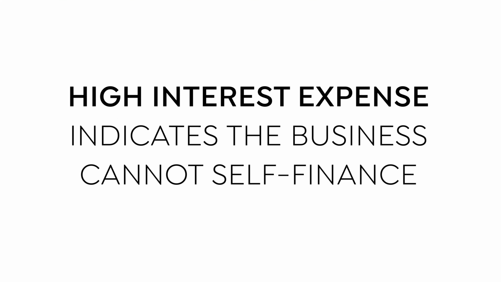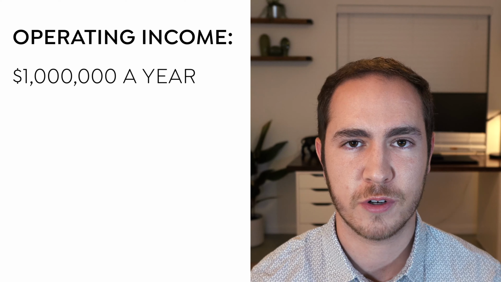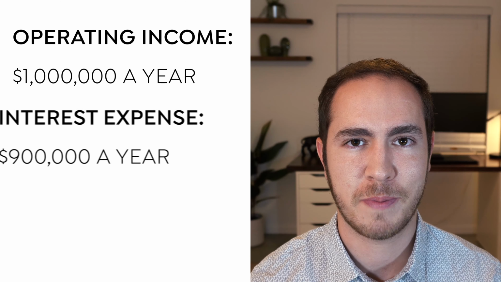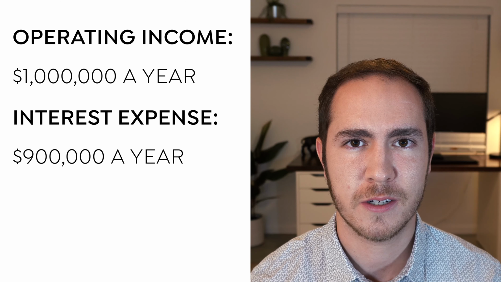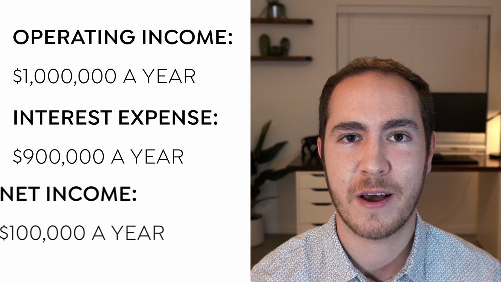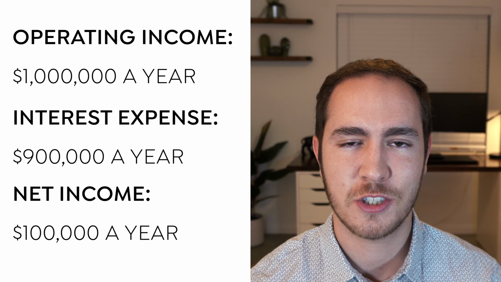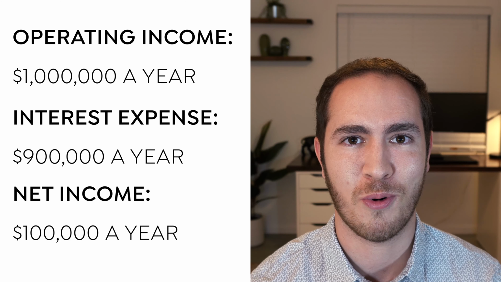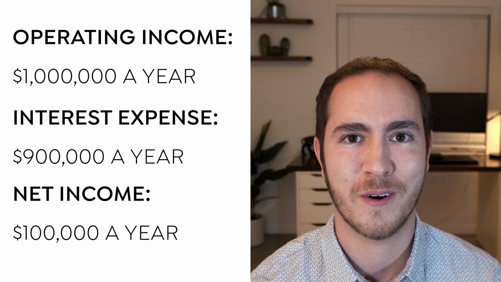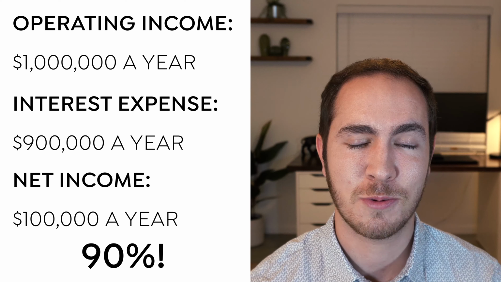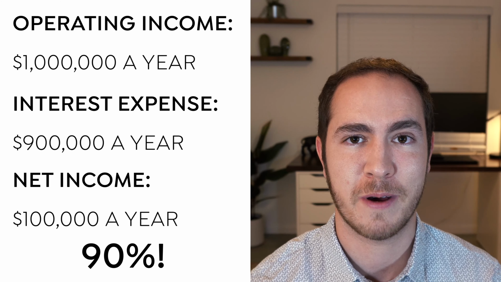If your operating income is $1 million a year, for example, but your interest expense is $900,000 a year, that means your net income is $100,000, okay? And that essentially means that your business is on life support, okay? Because the interest expense to operating income is 90%, all right? That's what's really telling. That is what you have to understand about a business.